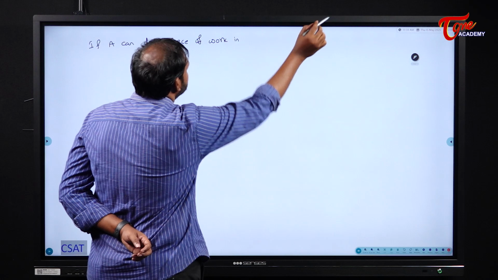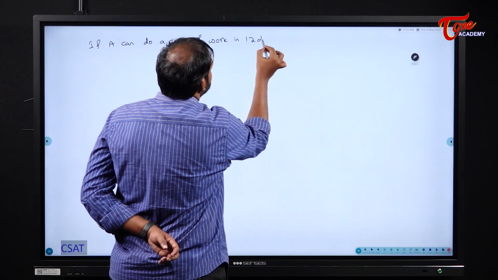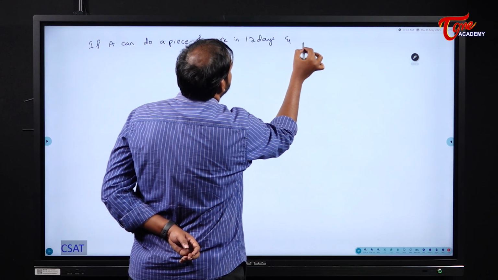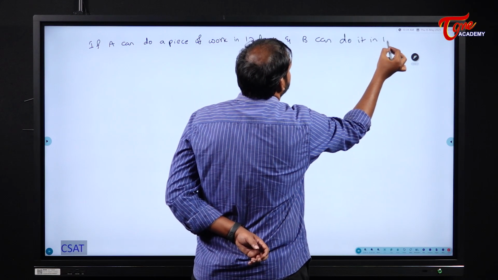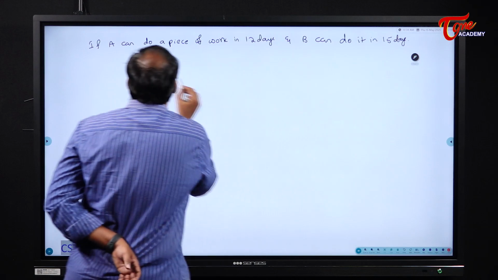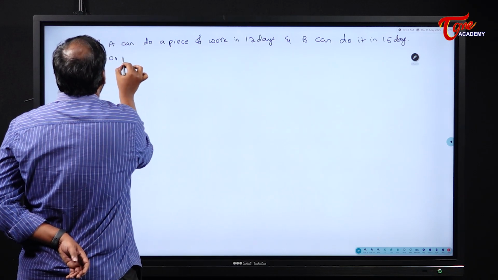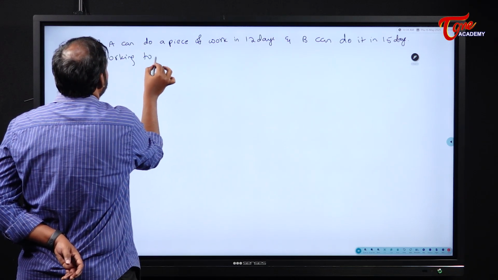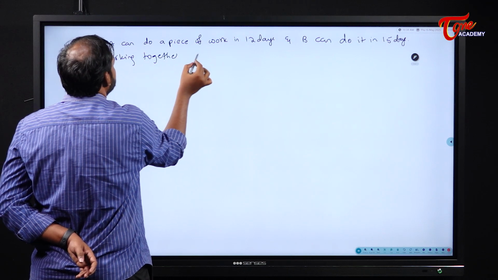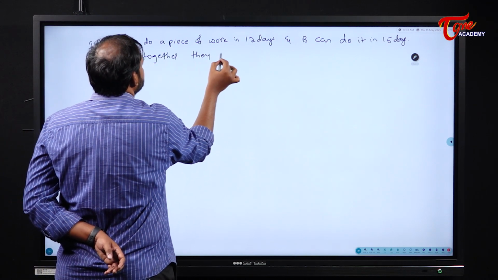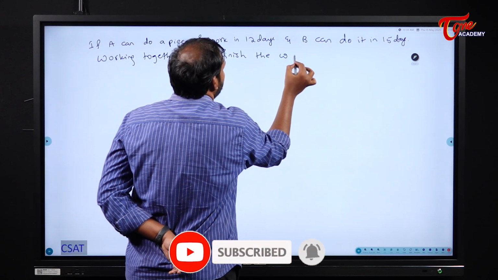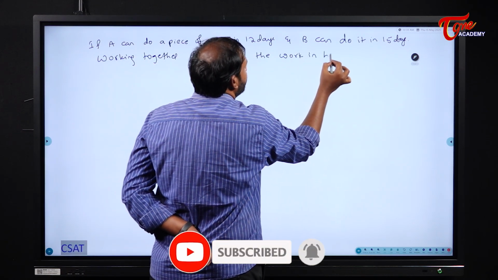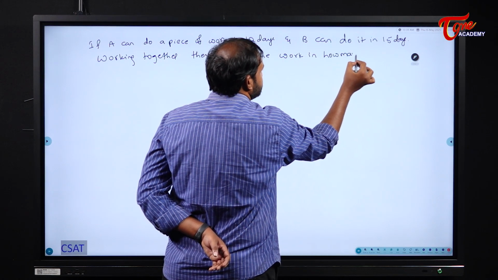in 12 days and B can do it in 15 days. Working together, they finish the work in how many days? That is a question for us.